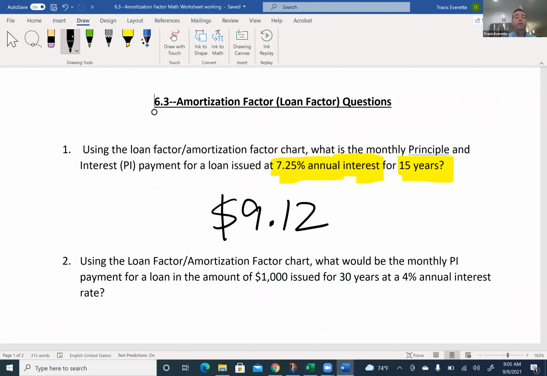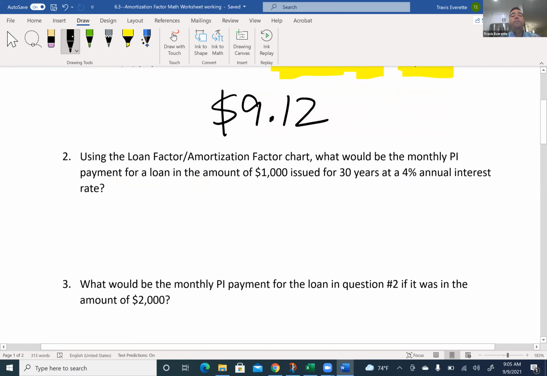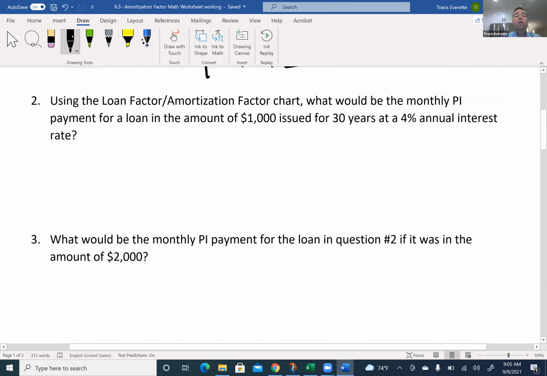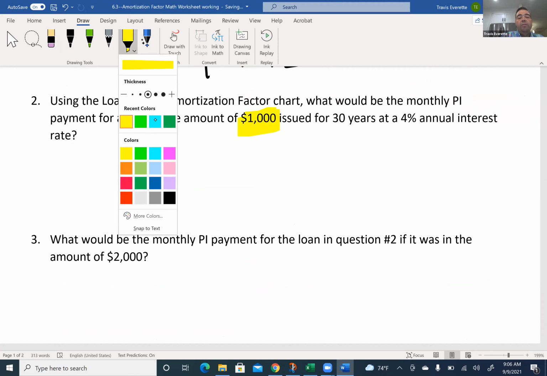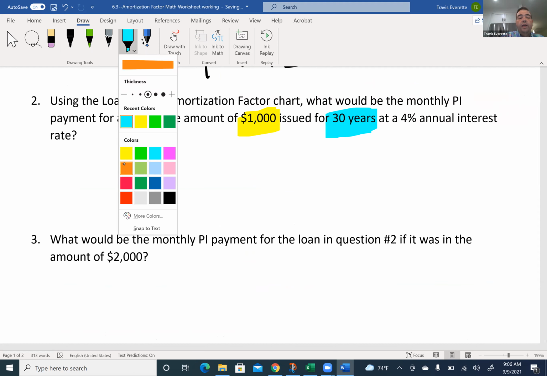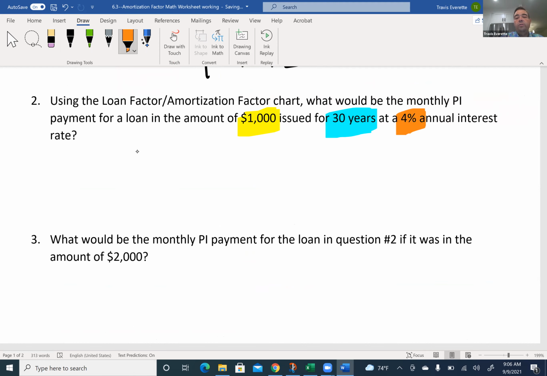Simple. Number 2, using the loan factor amortization factor chart, what would be the monthly PI payment for a loan in the amount of $1,000 issued for 30 years at a 4% annual interest rate? So now they gave us the loan amount, which is $1,000. Here's the good news. We already know that all those loans in that chart are at $1,000, so we don't need to do anything with that. 30 years, okay, that's going to be important for us. And then 4% annual interest. So we got a 30-year loan at 4% annual interest.